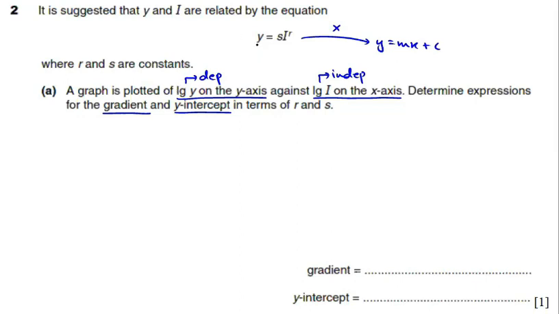But the problem is log of y is not there in the equation. So students, we have to first introduce log of y into this equation if we want to determine the expressions for gradient and y-intercept. Let's take log of both sides to introduce log of y into this equation. Log of left hand side is equal to log of right hand side. Log of s times I raised to the power r.